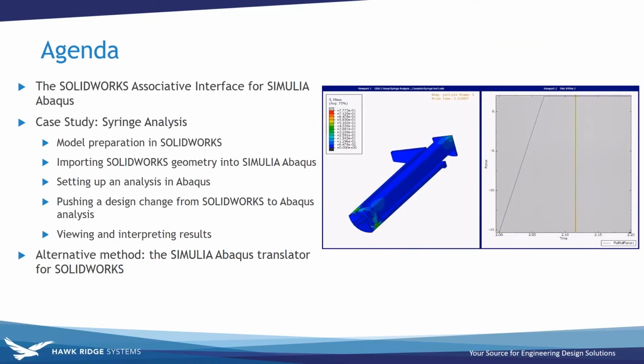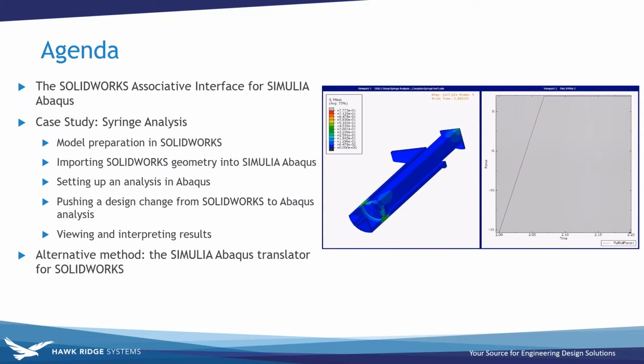So with all that said, let's take a look at the agenda for today, what we're going to go over. The main tool that we'll be highlighting for SOLIDWORKS users interested in incorporating Abaqus is the SOLIDWORKS Associative Interface for SIMULIA Abaqus. We'll use this tool for a case study of a syringe analysis, starting from setup in SOLIDWORKS all the way to post-processing the result in Abaqus. You can see the final result that we'll be working towards on the right. The goal is to measure the reaction force of pulling that syringe out. You can see it playing there.